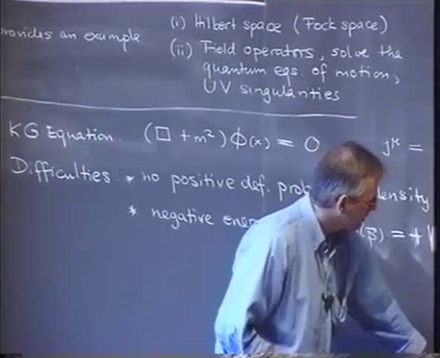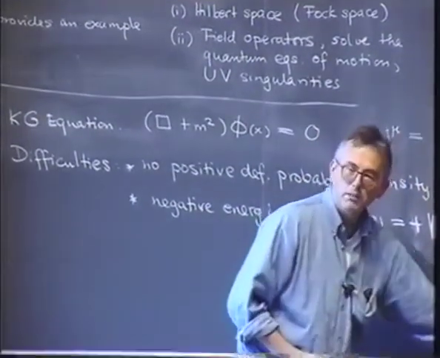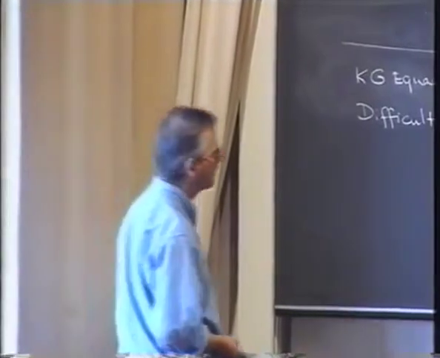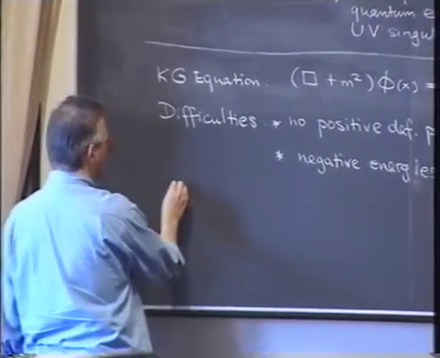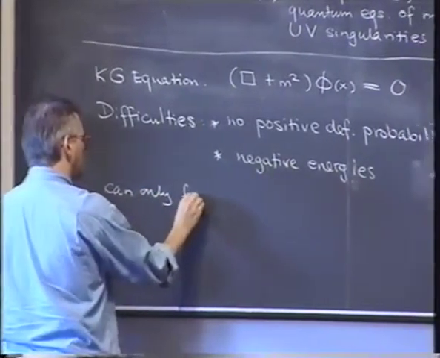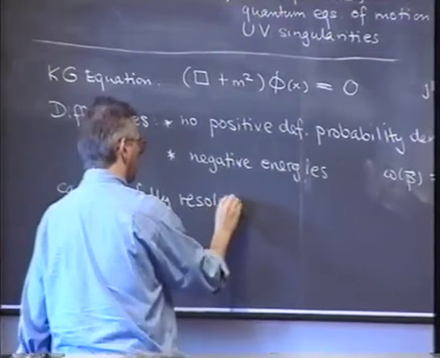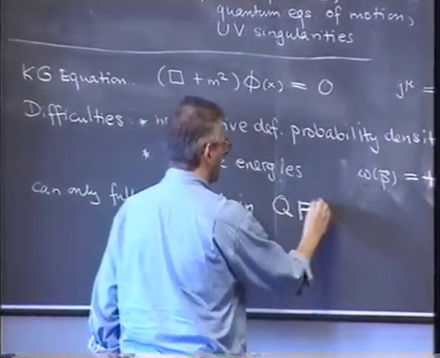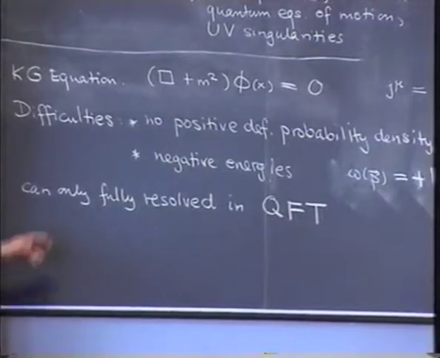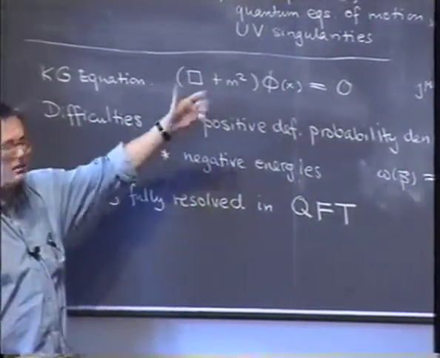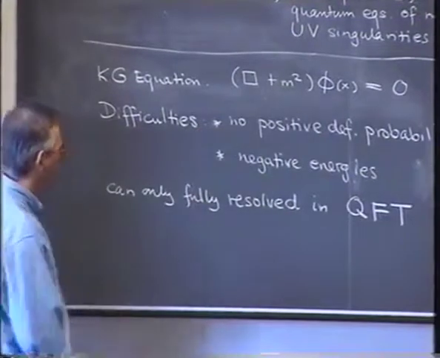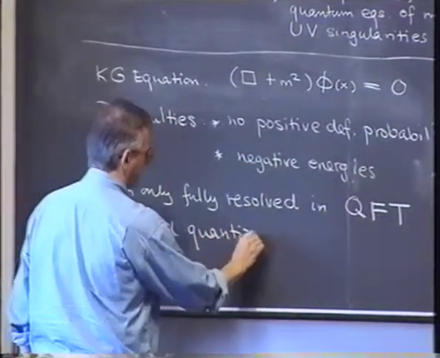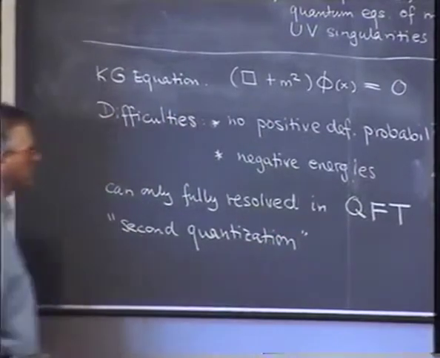So the resolution of all these difficulties: it became clear that these difficulties could not be resolved within the framework of one-particle quantum mechanics, and so these difficulties can only be fully solved in quantum field theory. And what this entails is, in some sense, that you have to go further. You have to do another step here, and this step at the time was called second quantization, or field quantization.